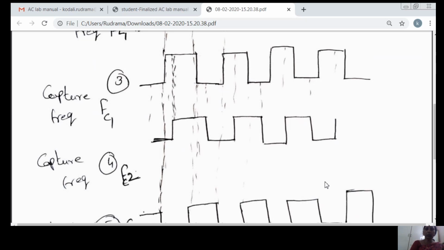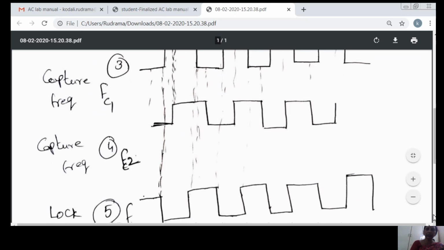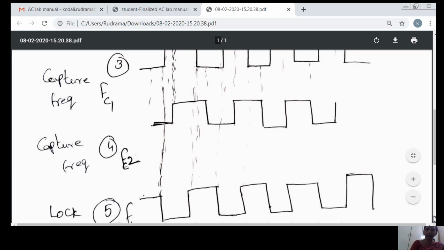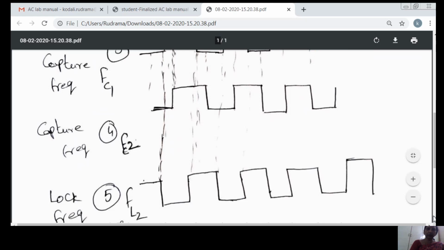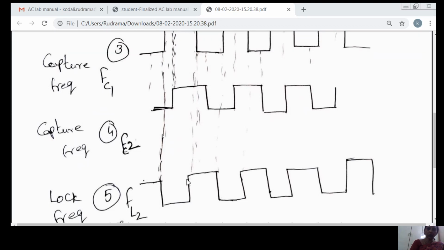Next, continue increasing the input frequency. Again it goes to completely opposite phases, that is, the phase error is maximum. Therefore, the lock frequency FL2 is noted down. With these four values, the difference of FC1 and FC2 is called the capture frequency range, and the difference of FL1 and FL2 is called the lock frequency range. So you have to note down these frequencies.